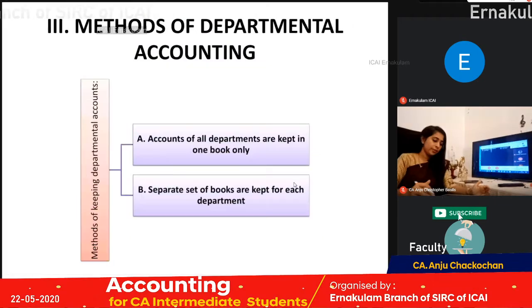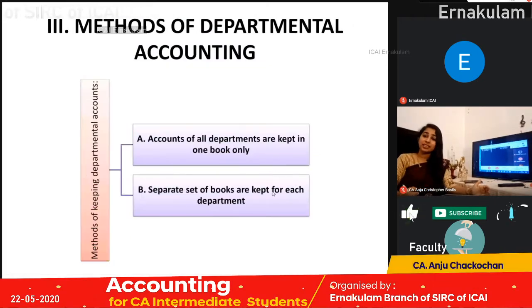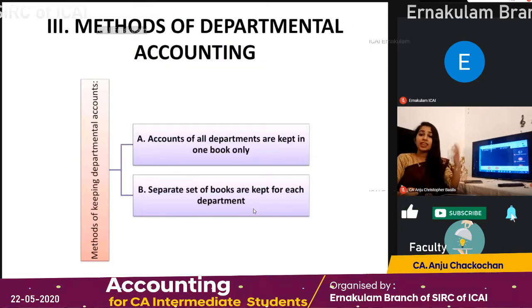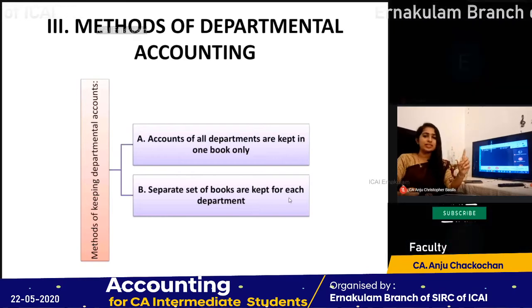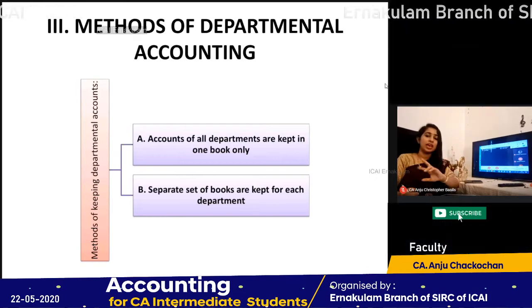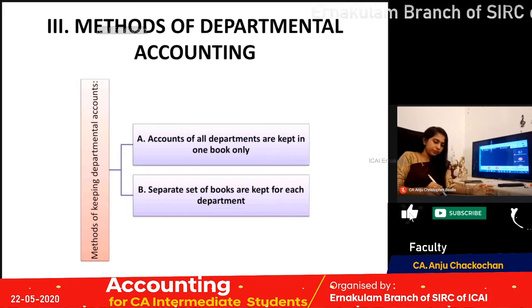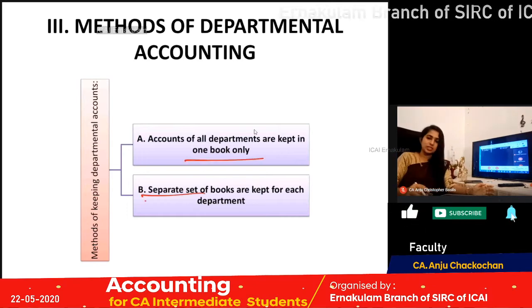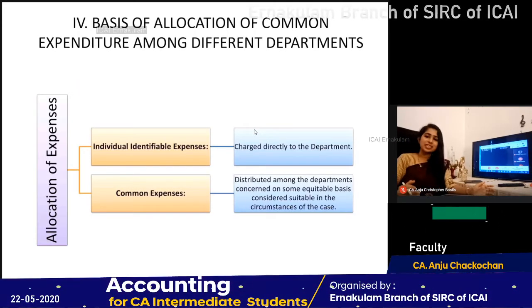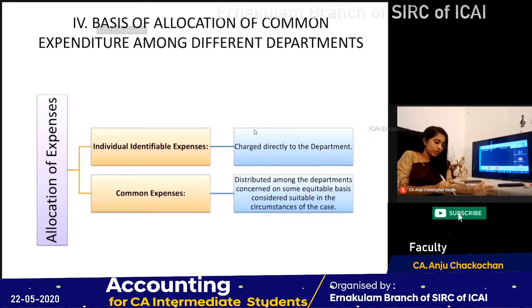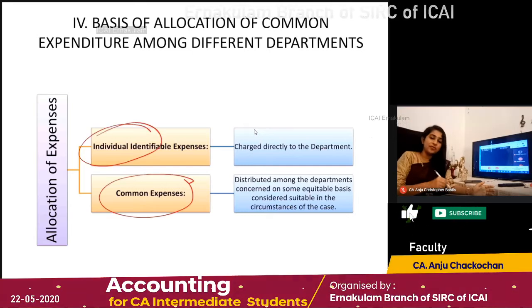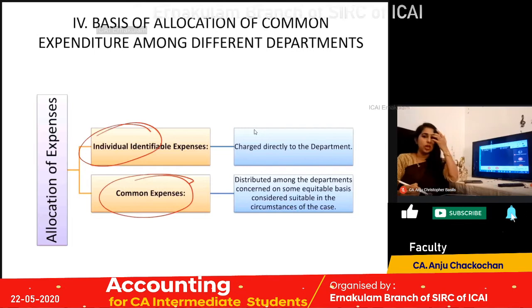All right, and then we had the methods of departmental accounting. Either we can keep all the accounts in one single book, or we can keep the accounts in multiple books. One book or separate set of books. And then we had the basis of allocation. We had 2 major classifications. One was individual identifiable expenses and the other one was common expenses.